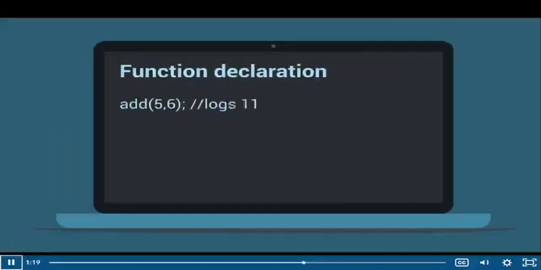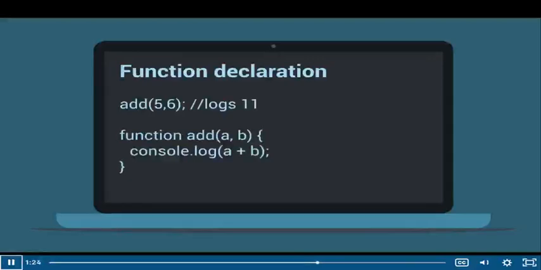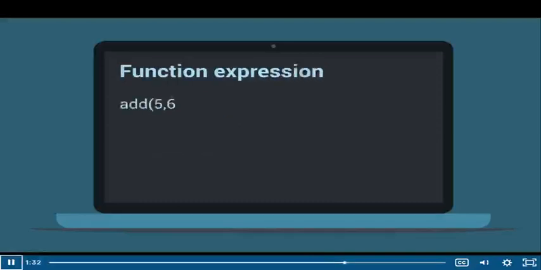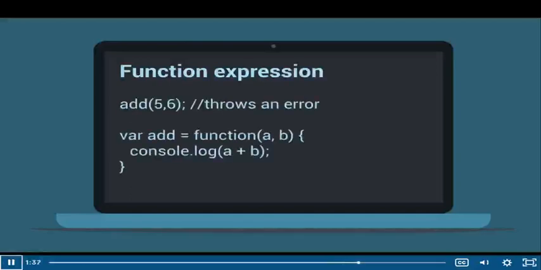Let's look at two variations of the add function. The code example you see here, a function declaration, will execute just fine, logging a value of 11. However, this code example, which is a function expression, will give us an uncaught type error saying that add is not a function. This happens because it attempted to call the function before it was declared.